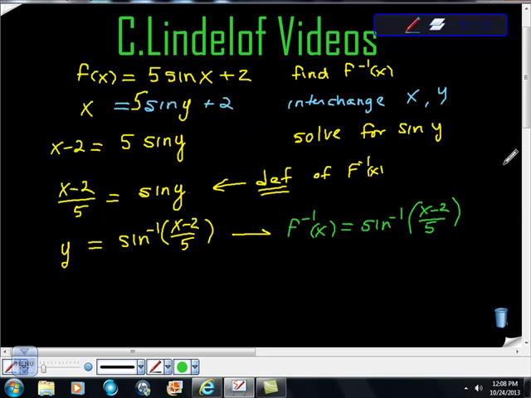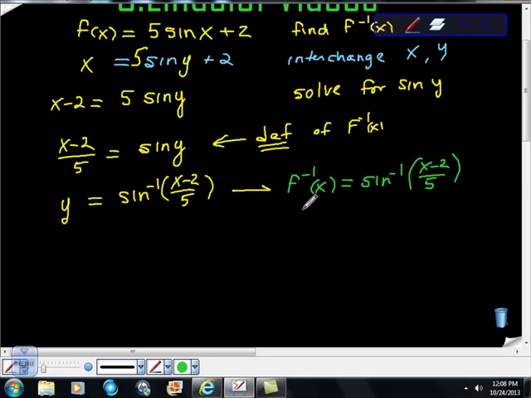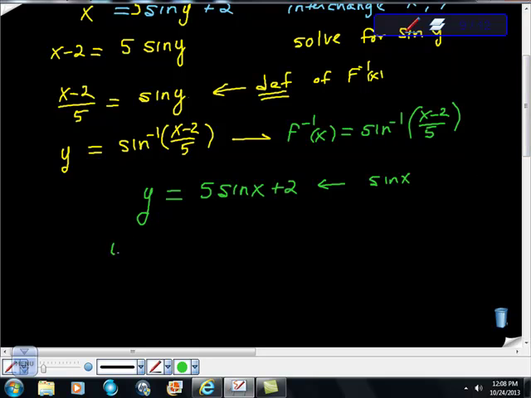Now we're asked to find the range and the domain here. It's actually pretty straightforward, and I'm going to go to the original equation. The original equation said that y is equal to 5 sine x plus 2. I'm going to solve for sine x. That gives us y minus 2 is equal to 5 sine x. And I'm going to divide by 5. If I divide by 5, it looks like that, doesn't it?